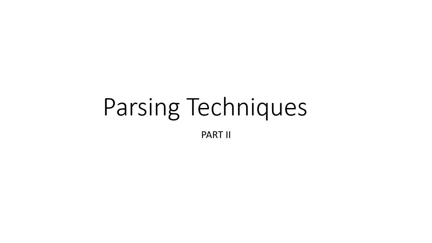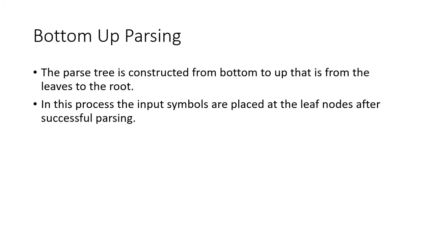So let us come to the parsing technique part 2. In the previous part 1 we had discussed the top down parsing. Here we will be discussing the bottom up parsing, how bottom up parsing is done. In this case the parse tree is constructed from the bottom up to the root of the tree, that means from leaf to the root of the tree.